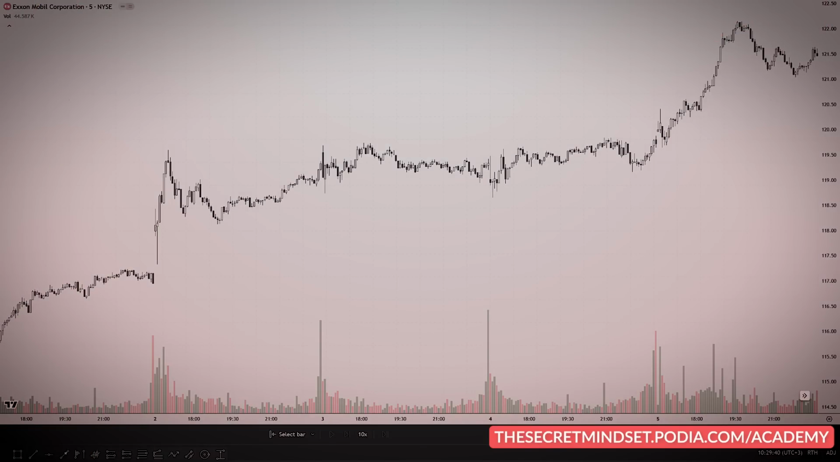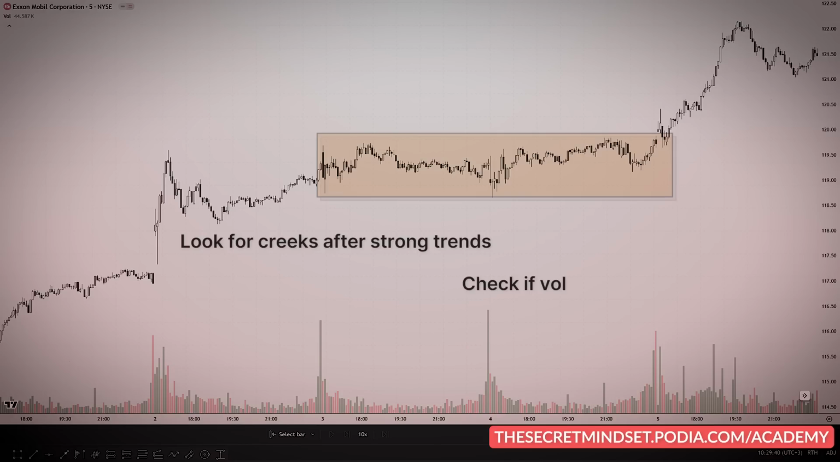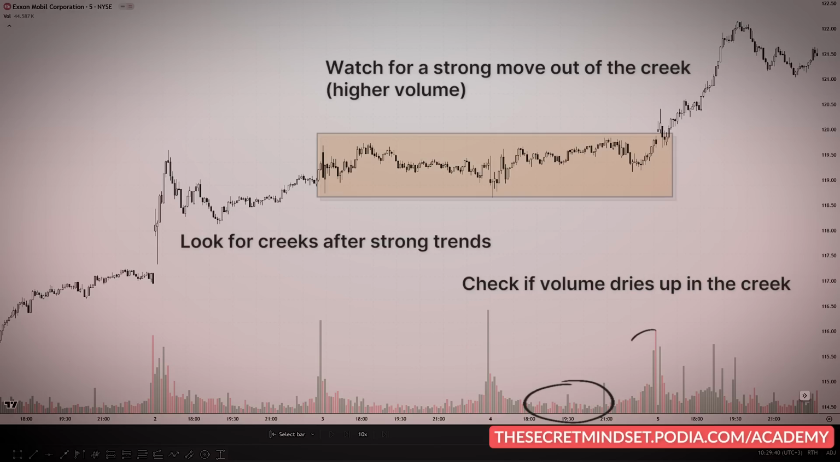Here's how to use creeks. Look for them after strong trends. Check if volume dries up in the creek. Watch for a strong move out of the creek. If you see these things, it might be a good trade setup. The move out of the creek often starts a new trend.